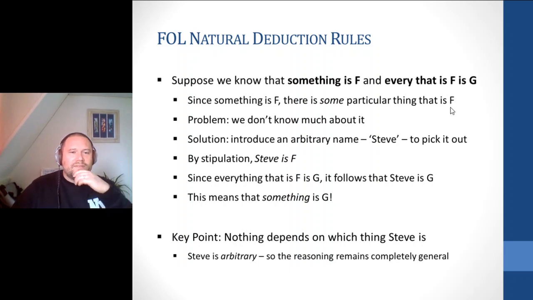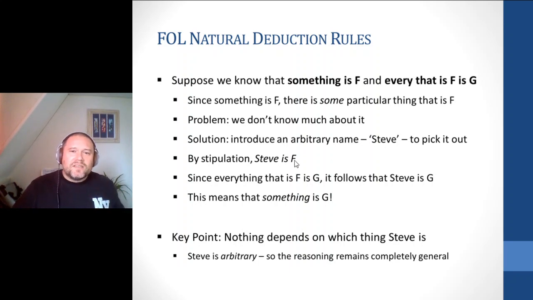Now once we have this name, this sort of arbitrary name, and again, all we know about Steve is it picks out something that's an F. We don't know really much else about him, her, it, them, whatever. But we do know that Steve is an F. Why? Because that's the only thing we know about Steve. We don't know which particular object he, she, it, they are, but we do know that Steve's an F because we introduced this name specifically to pick out the thing that is an F.